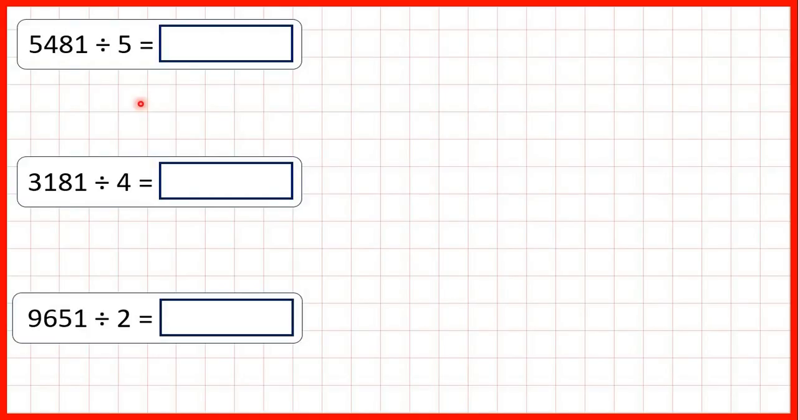Now, we're going to divide using short division and write our remainder as a decimal. So first, we have 5,481 divided by 5. So we can see that we're going to get a remainder because all multiples of 5 end in a 0 or a 5.